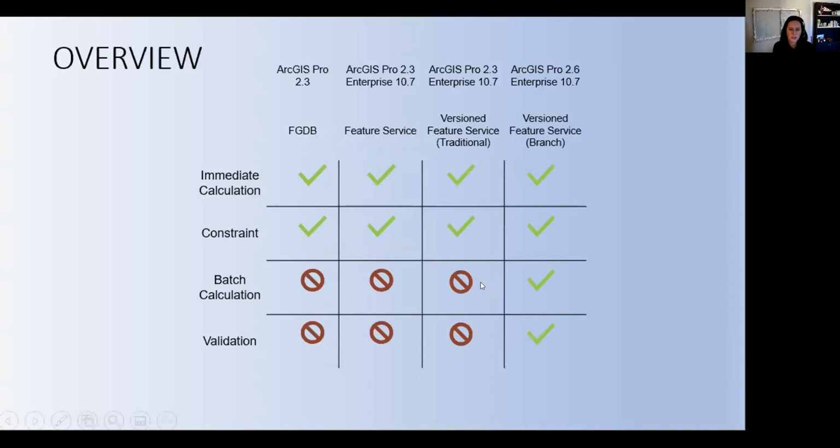I wanted to do a quick overview because I did mention these four types of rules if you split calculation rules into immediate and batch. Immediate calculation and constraints you can do as long as you're in Pro and you have a file geodatabase. But for batch and validation, those are only available to you if you're in Pro 2.6 and above, you have Enterprise 10.7 and above, and your feature service is branch versioned, which again is a new thing, but is very powerful. And I think more and more of Esri's tools will start to use that.